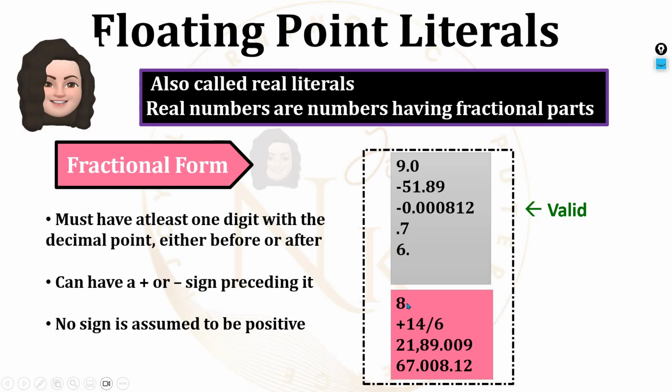Now 8 is invalid because there is no decimal point. Plus 14/6 is not accepted, only a decimal point can be there. So this is invalid. 21, with a comma, is a special character which is not allowed. And 67.008.12 has 2 decimal points, hence this is also invalid. So this is fractional form.